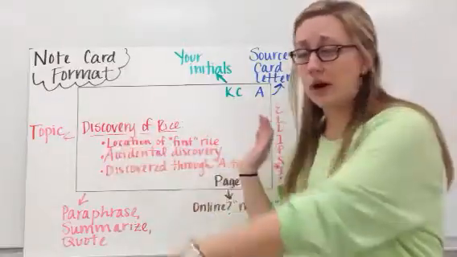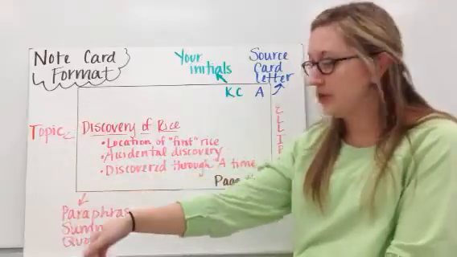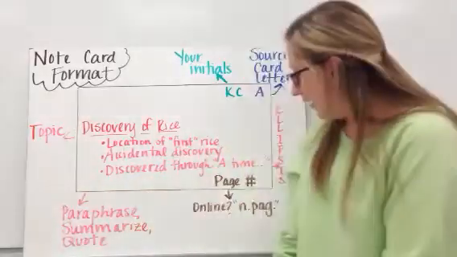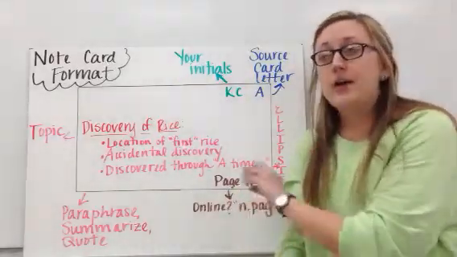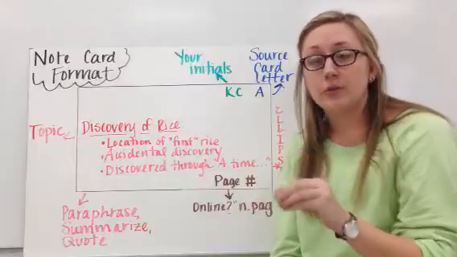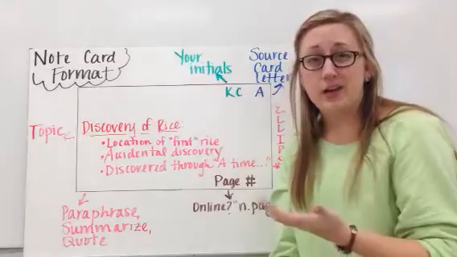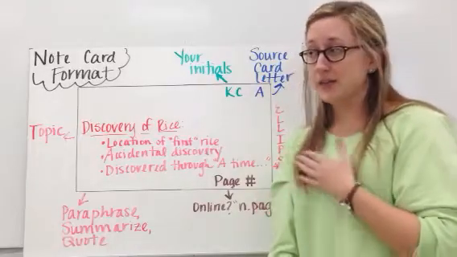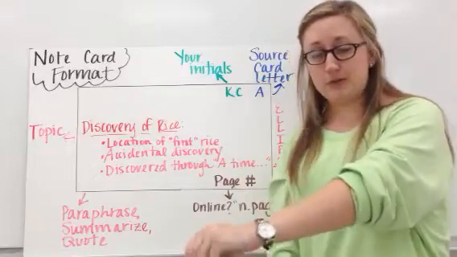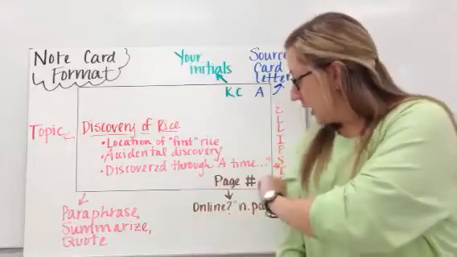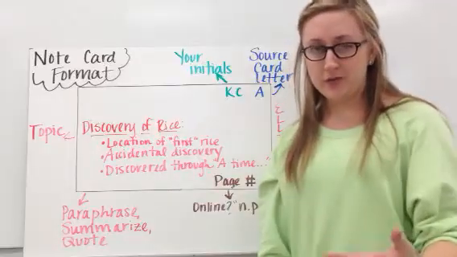So the majority of your card is going to have the information that you want to use in your paper from that source. The last thing you're going to put on your card is down here in the bottom right corner. Now this says page number. If you're using a book or some sort of published article, a dissertation, anything like that, those are going to have page numbers, and you need to have that page number. Because if I want to go back and read more about it, I need to know exactly where you got your information, okay?